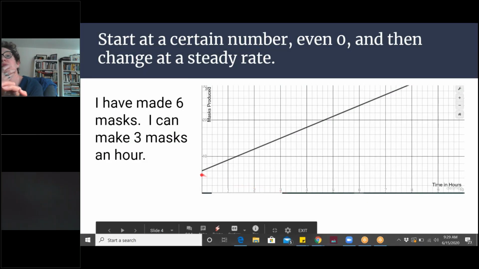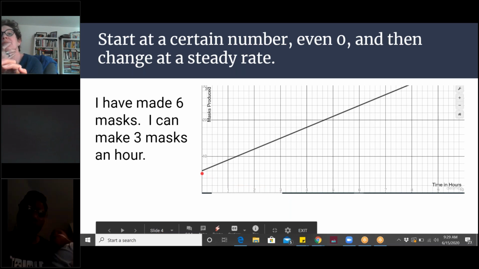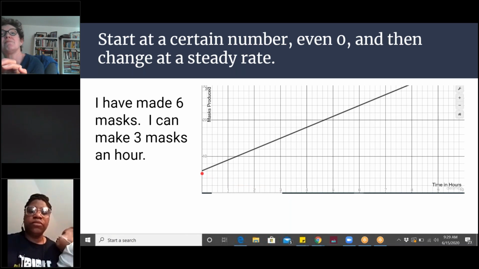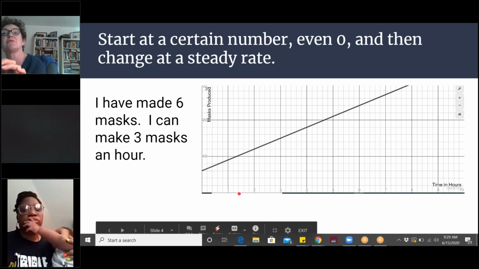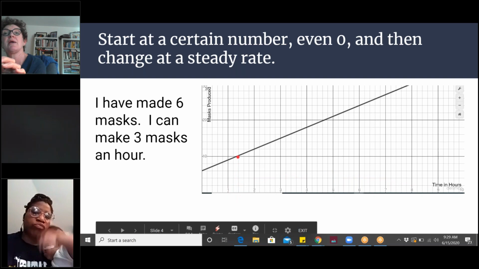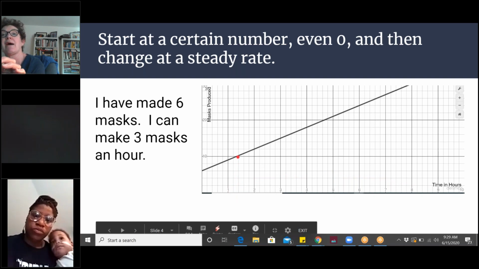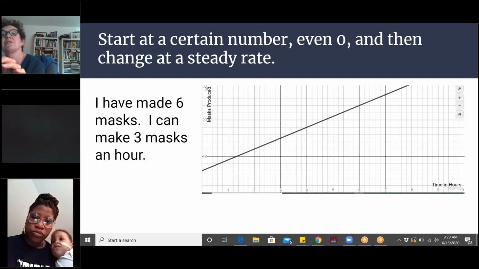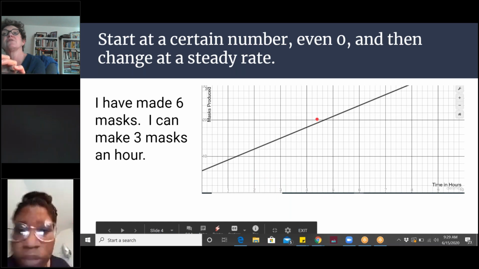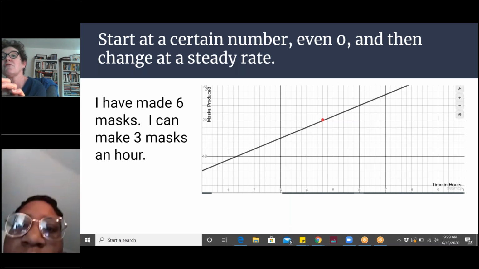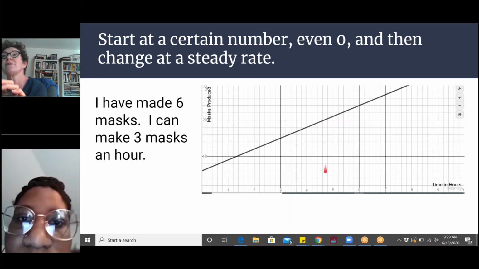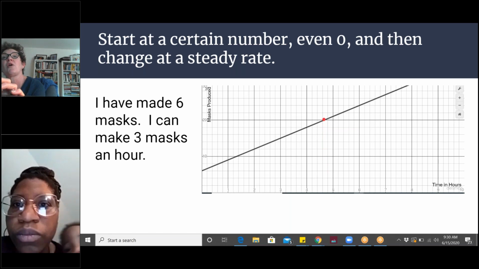Okay. So, how long would it take to make 10 masks? If I came up and looked, this is my time in hours. It would take me an hour and a half to get to 10 masks. If I needed to make 20 masks, I'd come over here and look. Here's the 20 masks. It would take me 4 hours and 40 minutes to make all those masks.